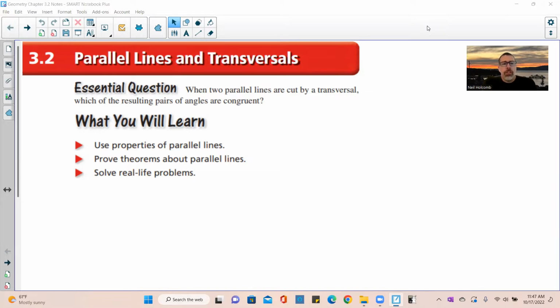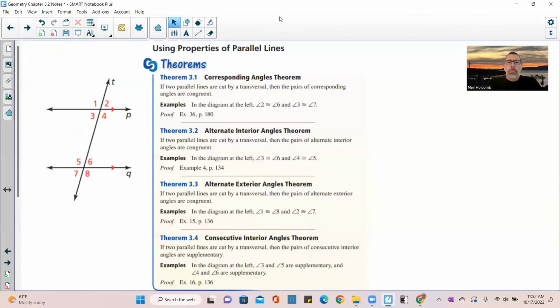Okay, so what you will learn is how to use properties of parallel lines, prove theorems about parallel lines, and solve real-life problems. Okay, so we have four theorems using properties of parallel lines.